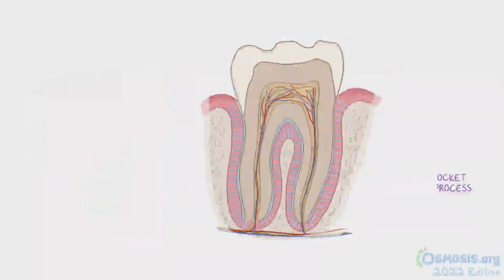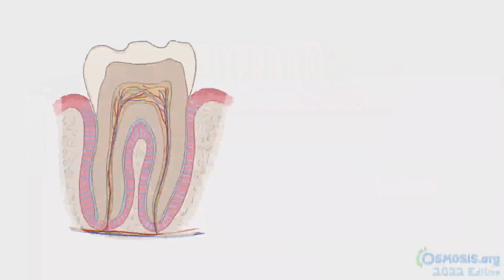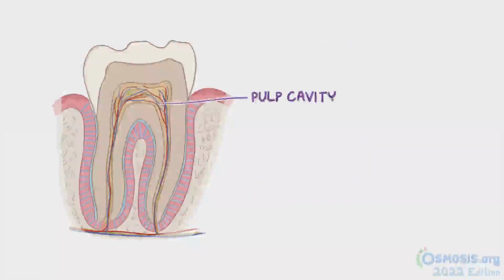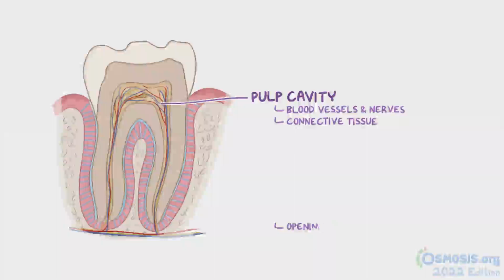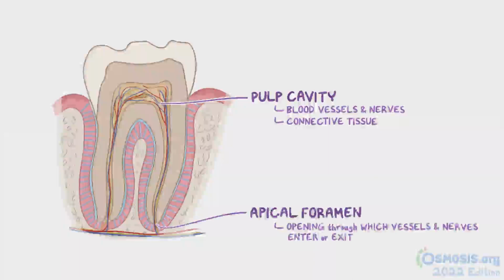Now, the teeth are actually living tissue, so they need to be nourished and innervated just like any other anatomical structure. So inside each tooth, there is a pulp cavity, which houses the blood vessels and nerves, as well as connective tissue between them to fill the cavity. At the tip of the root, there's an opening through which the vessels and nerves enter or exit the pulp cavity, called the apical foramen.